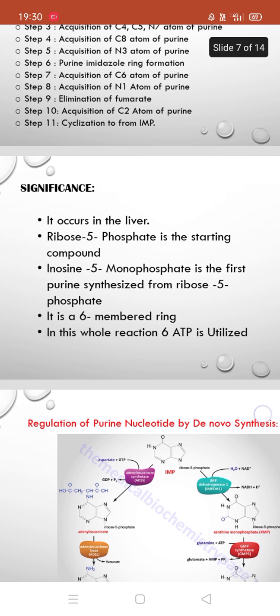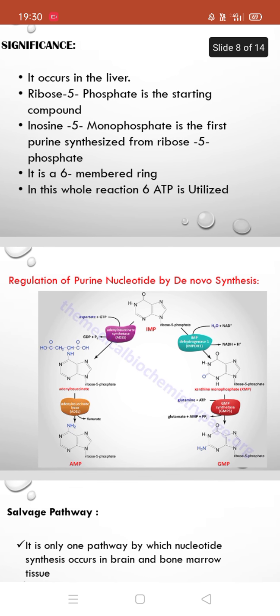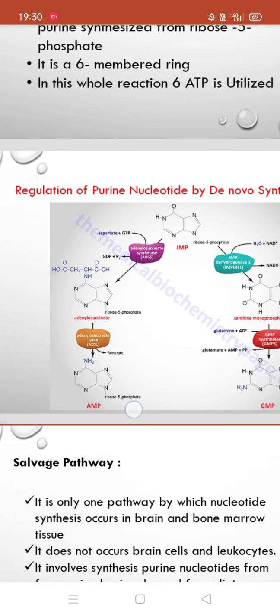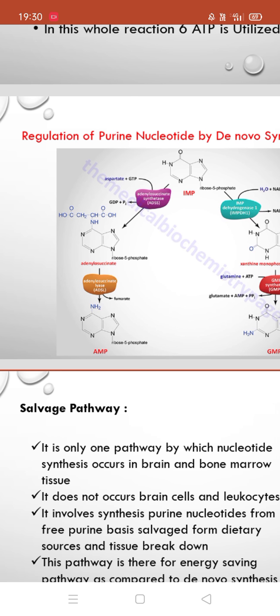Then we will discuss the regulation of purine nucleotide de novo synthesis. Purine biosynthesis is regulated by feedback inhibition. The inhibition is in the first step. It is a committed step, which is generally irreversible. The different mechanisms by which it is regulated are as follows. There will occur regulation of purine synthesis at these irreversible reactions.